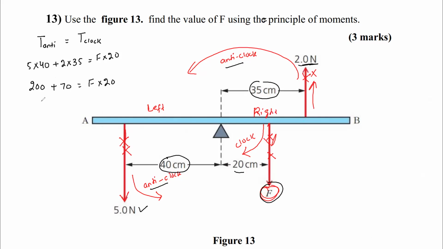Just solve this. We have 270 is equal to F multiplied by 20. So what is the value of F? F is equal to 270 divided by 20. The 0 cancels out. So F is equal to 13.5 Newton. This is the method you can use to find the force between them.